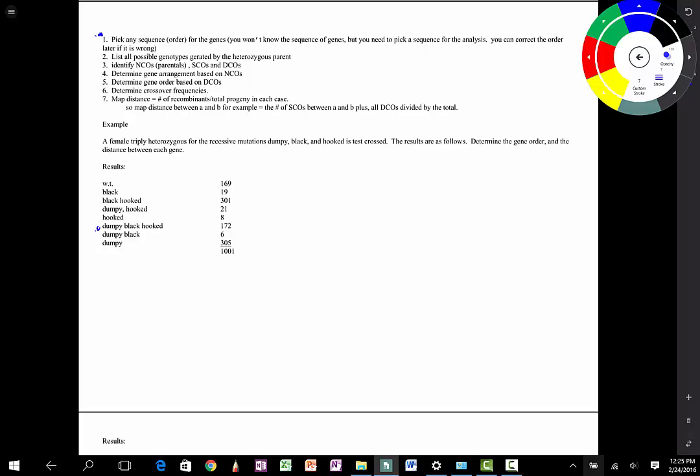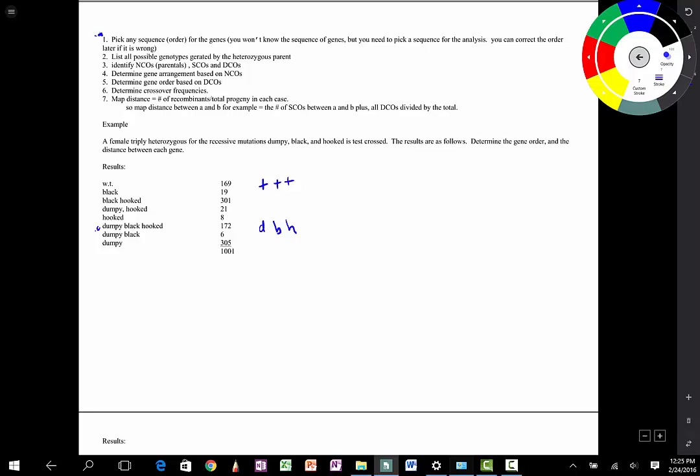Alright, so now this one, we need to look and see what are the most. Well, first of all, we can list all the possible genotypes. So wild type is plus plus plus. Dumpy, black, hooked. I'm going to write that one out so I can keep the order. Dumpy, black, hooked. These guys are just black, so there's not a whole lot of room here. So we're gonna have to make these a little bit bigger.